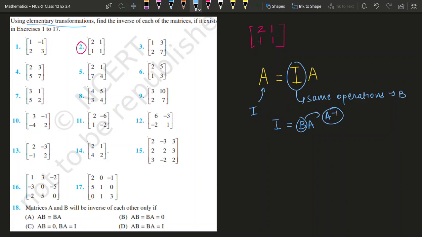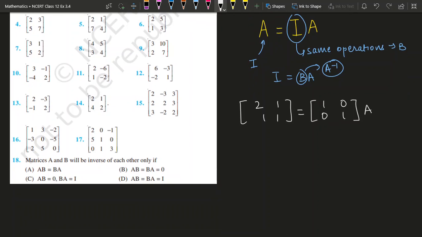So let's try this strategy out using this matrix. You have 2, 1, 1, 1, and that will be equal to I for this 2 by 2 order, which is 1, 0, 0, 1, times the matrix A. So the goal would be to do some manipulation to get it into the identity matrix, and we will perform the same operations on the other side.